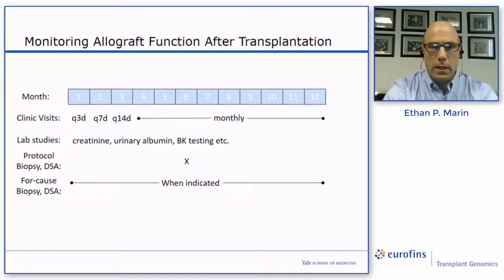So at Yale, as with most transplant programs, we very intensively monitor our transplant recipients after the transplant event. We have frequent clinic visits in the first few months after transplant, including 2 a week for month 1, 1 a week for the second month, and 2 in the third month, followed by monthly visits thereafter. We do a lot of lab studies, creatinine, urinary albumin, et cetera, during this period of time to keep an eye on graft function. Typically at 6 months, our protocol is to do a biopsy at that point if everything is going well, and we do for-cause biopsies at any time during this first year.